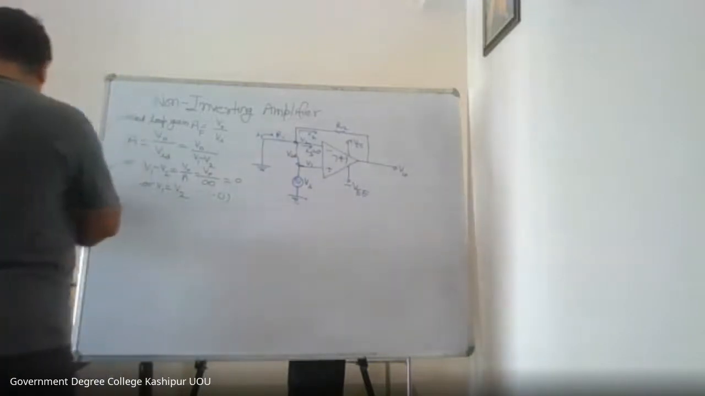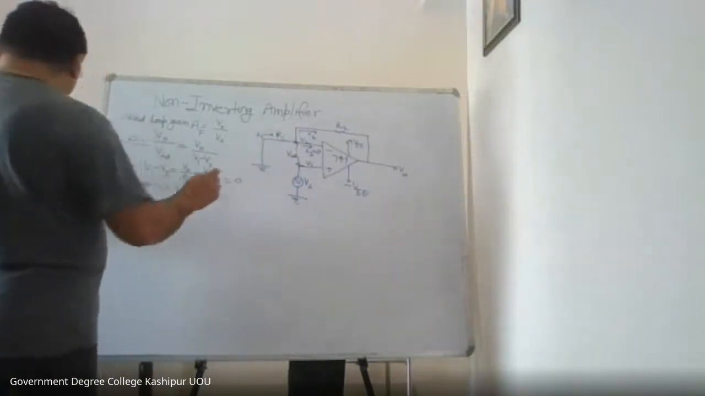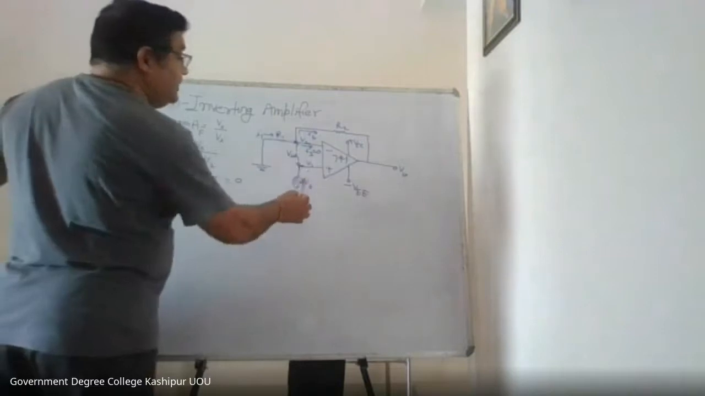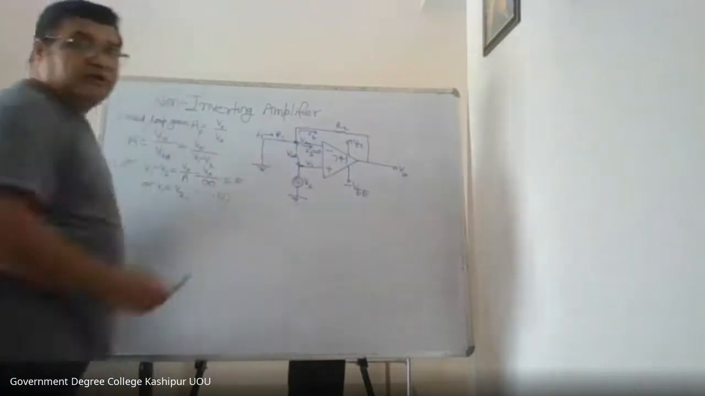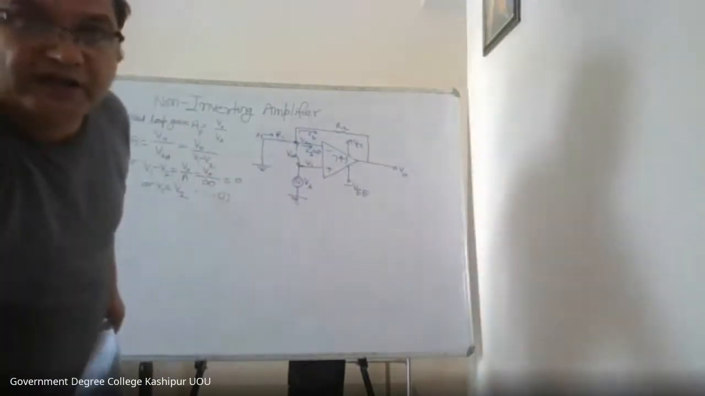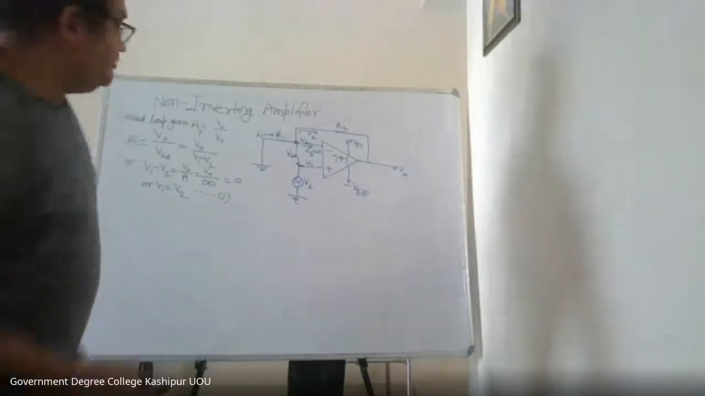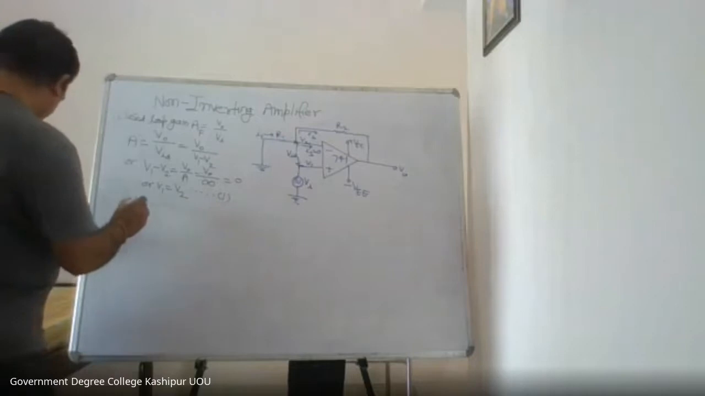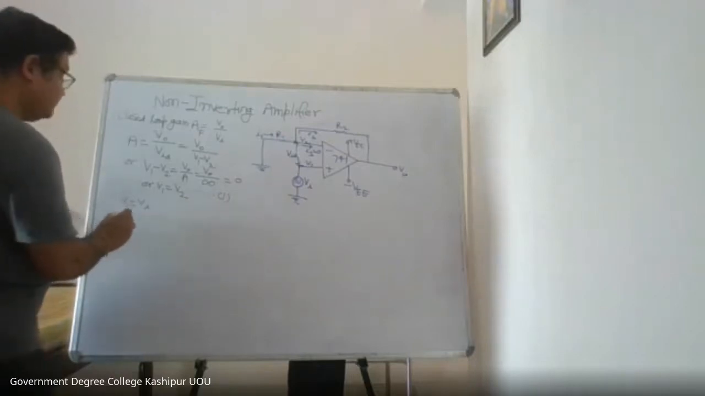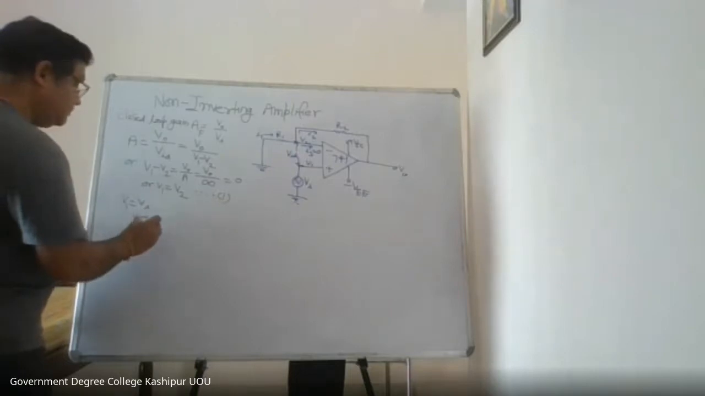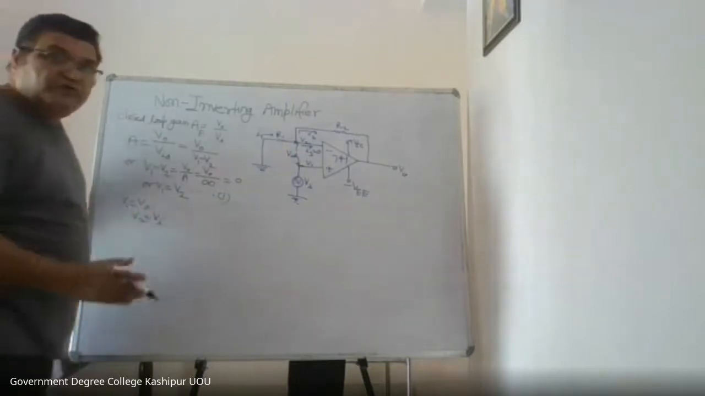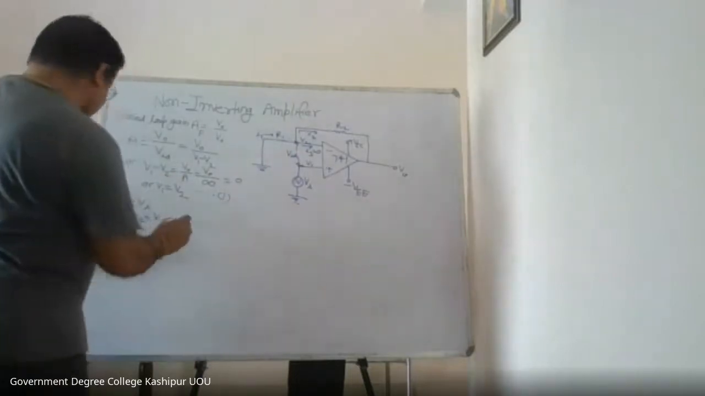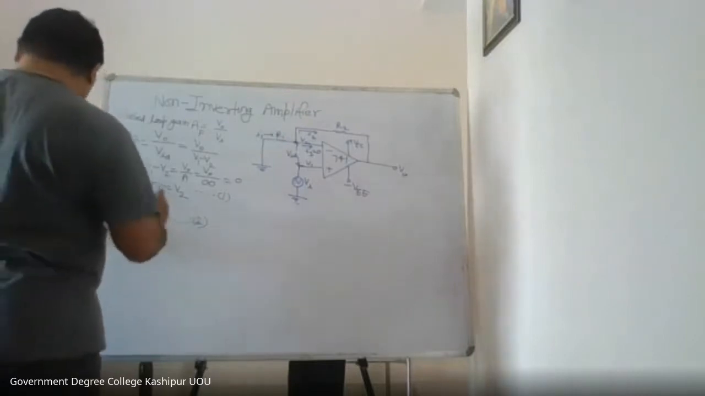But here V1 equal to Vi. Obviously, V1 equal to Vi. Therefore, V2 equal to Vi. V1 equal to Vi, V2 equal to Vi. This is equation number, suppose, 2.